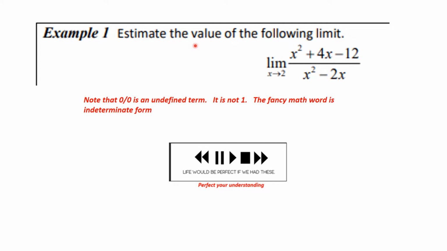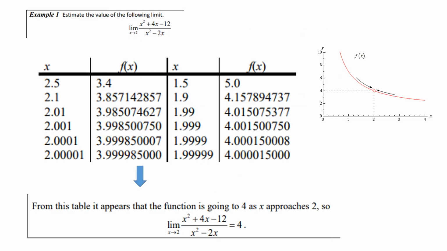So here's an example. We are to use numerical estimates to estimate the value of this expression. So it's the limit as x tends to 2 of this quotient. Now note that if you put 2 into the top and 2 into the bottom, you get 0 over 0. 0 over 0 is an undefined term. It is not 1. And the fancy math word for this is an indeterminate form. You know what to do. Let's see how you did.